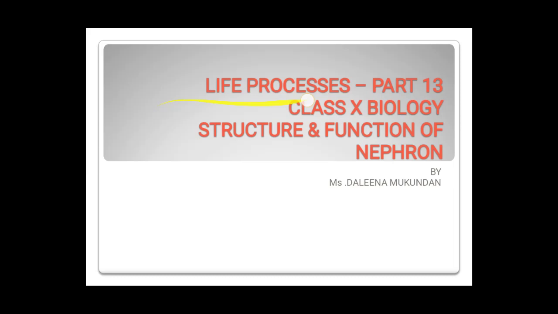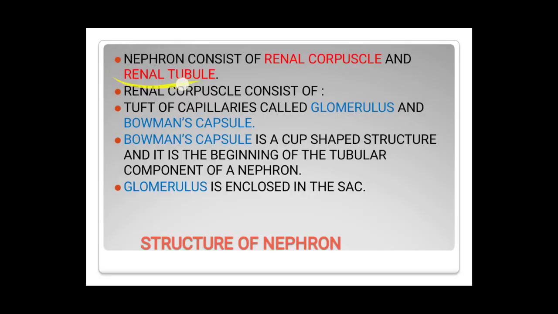Welcome back to part 13 of Life Process chapter. In this video, we are going to study about structure and function of nephron. Nephrons are the structural and functional unit of a kidney, and each kidney is made up of numerous nephrons, and the nephrons in turn consist of renal corpuscles and renal tubule.